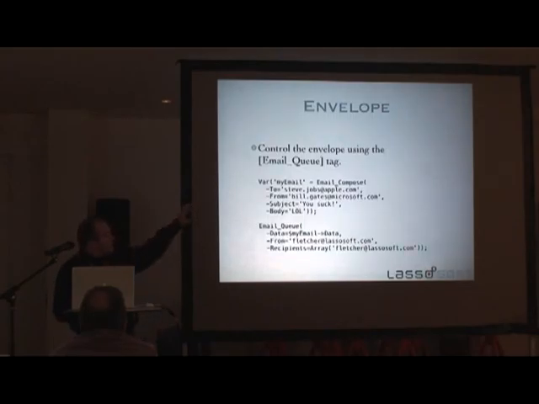In Lasso, the email compose tag creates the format of the email. And so here we create a joke message. And then the email queue tag puts the email message in the SMTP queue, and that's where it gets the information for what ultimately becomes the envelope. So here, I've addressed the message to Steve Jobs, but when I actually queue the message, I say that I'm the recipient.